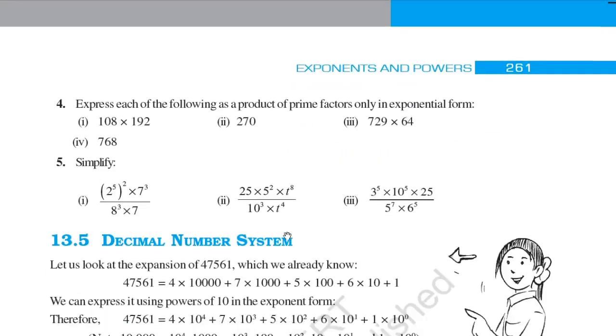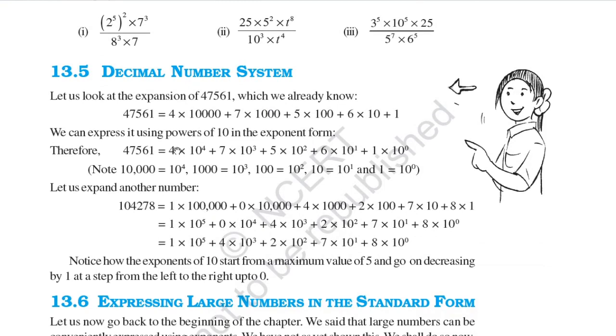Now 13.5, the decimal number system. Let us look at the expansion of 47561, which we already know. 4 into 10,000 plus 7 into 1000 plus 5 into 100 plus 6 into 10 plus 1, because 6 is in the tens place, so it will be multiplied by 10. 5 is in the hundreds place, so it will be 5 into 100, and then 7 is in the thousands place.